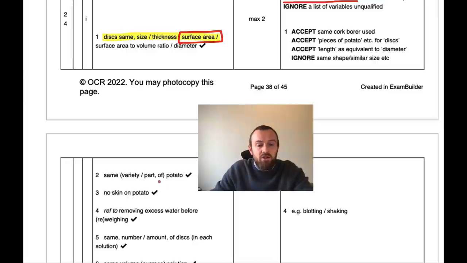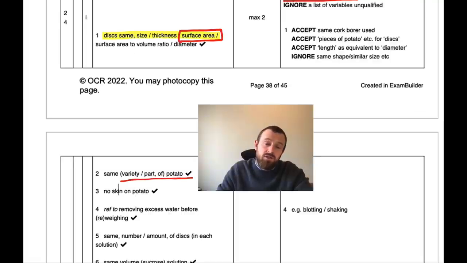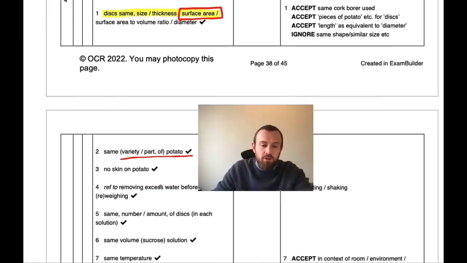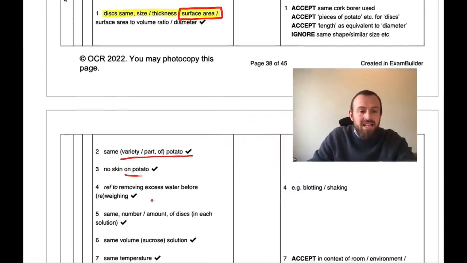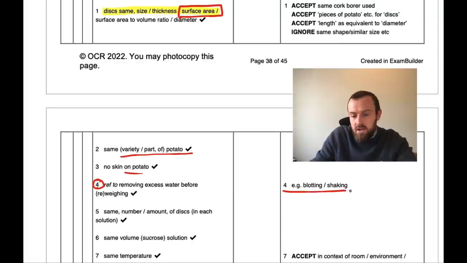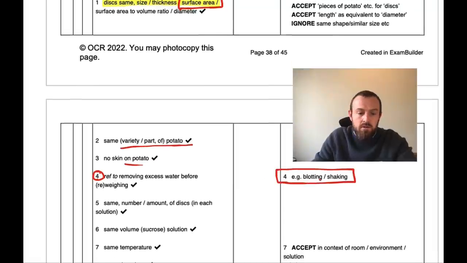Hadn't thought about this. This is an obvious one. Same variety or part of the potato. King Edwards versus, I don't know, whatever, new potatoes. Got to use the same potato. No skin on the potato. Removing excess water. That's the one I was talking about. Reference to blotting or shaking is accepted.